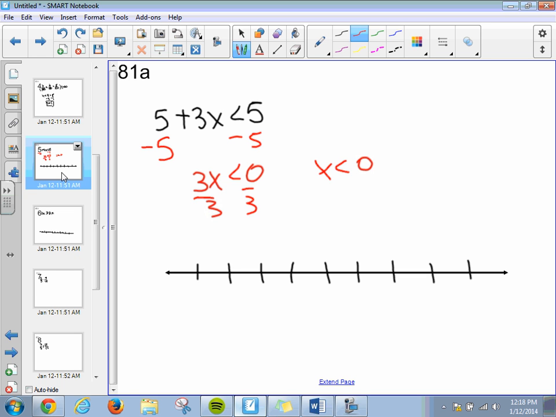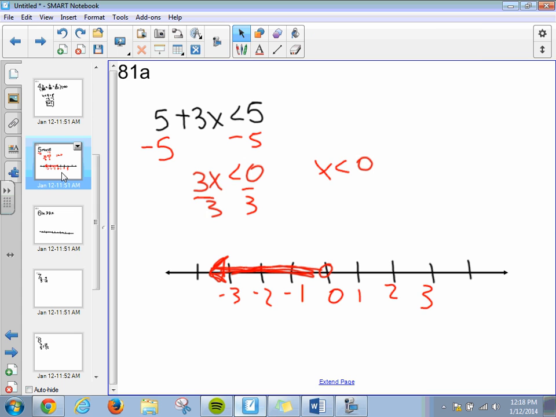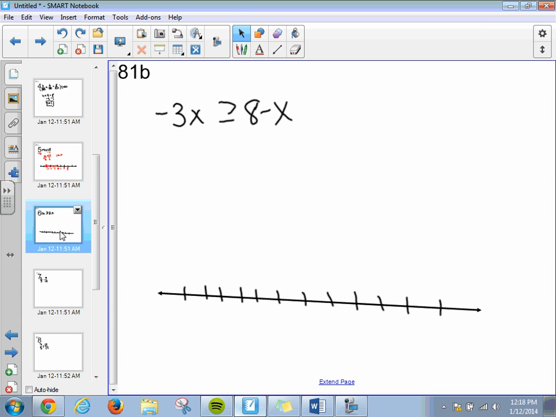So when we plot this on the number line, I'm going to throw in some numbers. I'm going to put 0 here, 1, 2, 3, negative 1, negative 2, negative 3. We cannot include the 0, so I'm going to put an open circle on it, and then we want everything less than. Then part B.